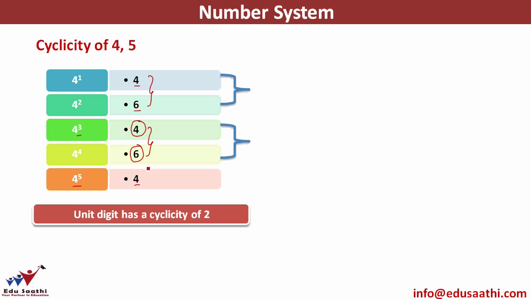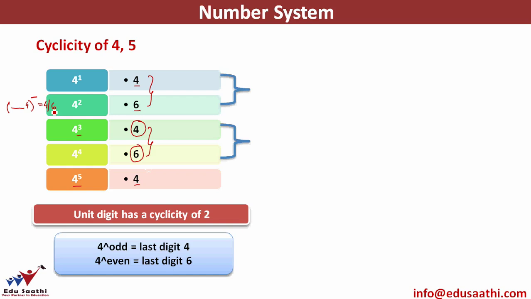So the last digit for a number ending with 4 raised to any power will either be 4 or 6. That will depend upon the power. If the power is odd, it will always end up with the last digit as 4. If the power is even, 4 raised to power anything which is even, the last digit would always be 6. So it has a cyclicity of 2. That means either the last digit would be 4 or 6. 4 will be the last digit when the power is odd and 6 will be the last digit when the power is even.